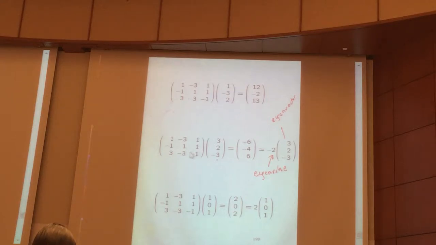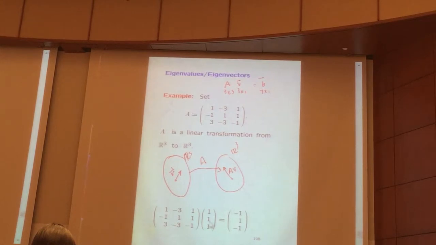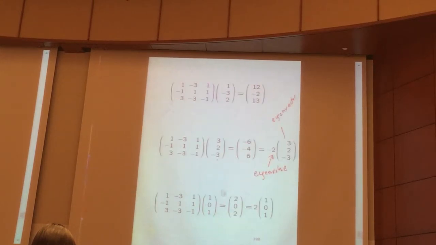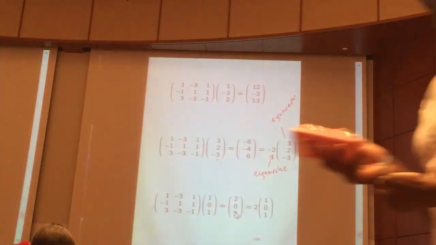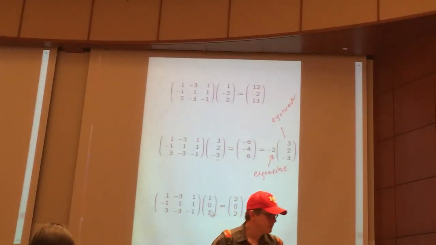But a peculiar thing happens if you find out what A does to this vector. A takes this vector to this vector, which is just -2 times the vector I started with. That doesn't hold true up here. This vector is not a multiple of that vector. And similarly, this vector is not a multiple of that vector. But this vector here, 2, 0, 2, is a multiple of 1, 0, 1.